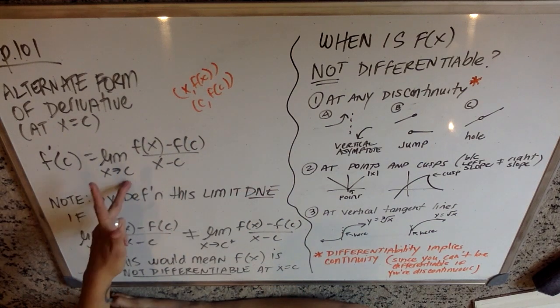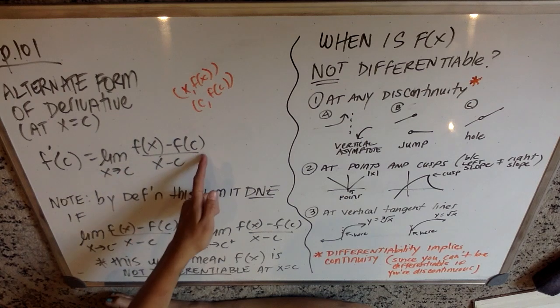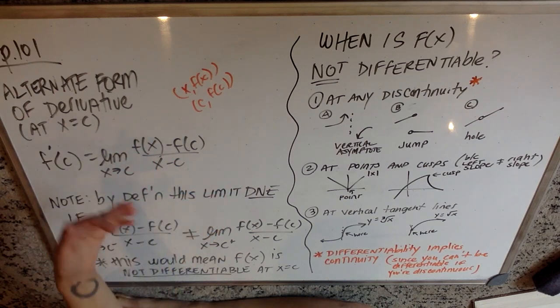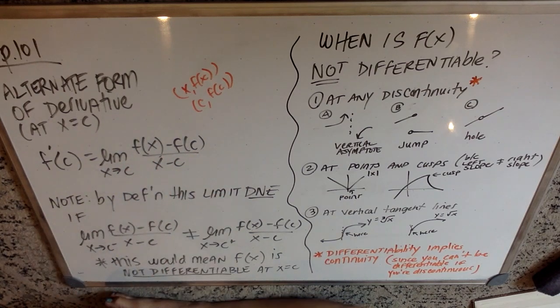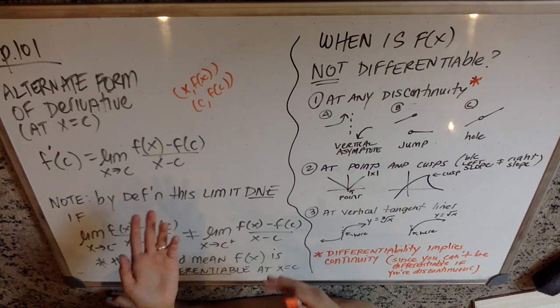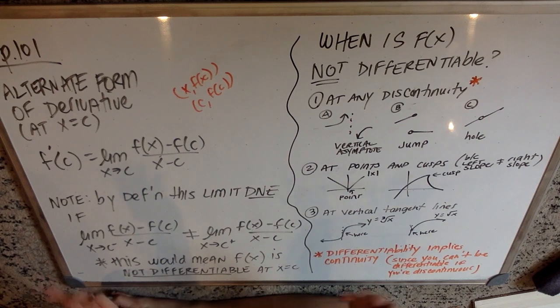It says the limit as x approaches c of y minus the other y value, so f of x minus f of c, over x minus the other x value, x minus c. So that's another way to write the derivative, but it's not the derivative at any point, it's the derivative at a specific point c. So if I did not ask you to find f prime of x, if instead I just asked you to find f prime of 2, this would be a way to skip to finding f prime of 2, in theory.